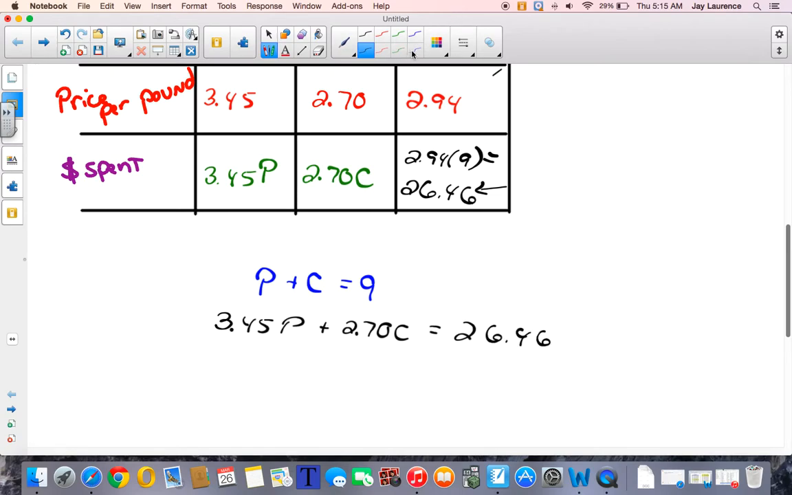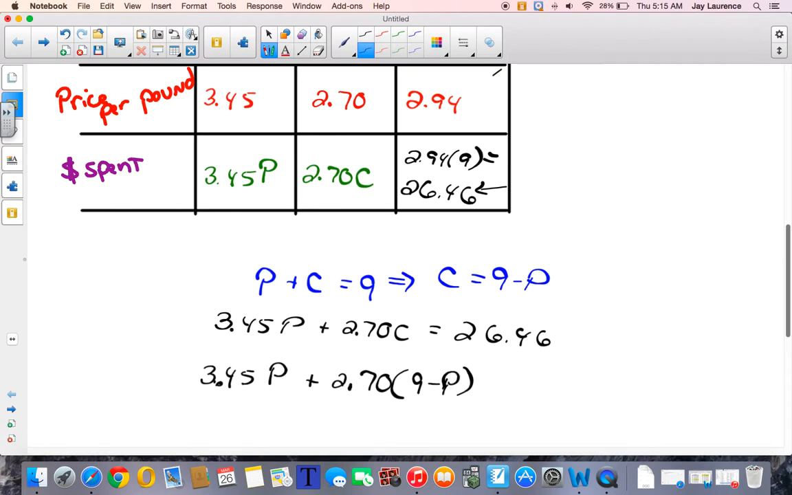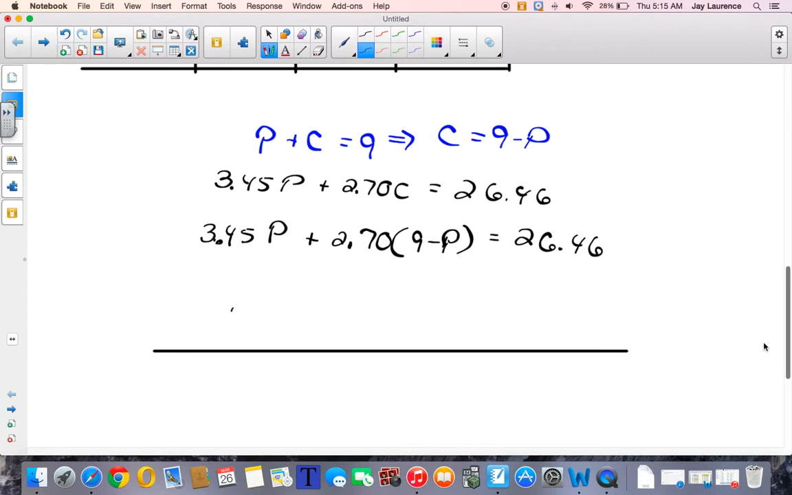$26.46. Now, I'm going to do this one by substitution. I think I'll solve for C. So C will equal 9 minus P. All right, so we're going to get 3.45 P plus 2.70 times the 9 minus P, right, because I solved for C. Okay, and that's going to equal $26.46.